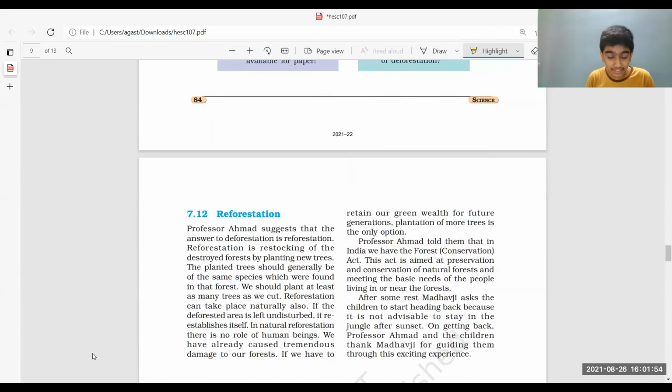Now, reforestation is a simple thing, and I'm also going to state the difference between afforestation and reforestation here. Reforestation is restocking of the destroyed forest by planting new trees. Restocking means you destroy trees by the process of deforestation, and then you plant trees again in that particular area. This process is called reforestation. But afforestation is a process where you plant in an area where trees were not destroyed in the past. You plant new trees. But in reforestation, you plant new trees in the destroyed forests.